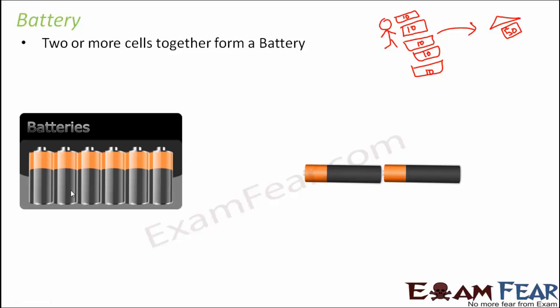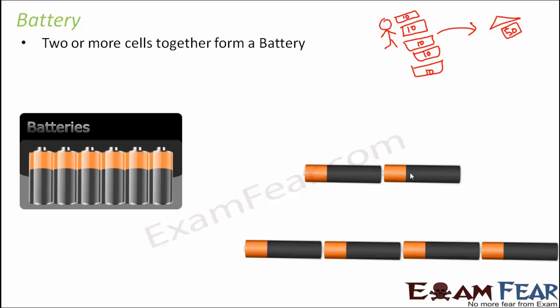So look at this. Here we have two cells which are connected back to back to form a battery. Now a battery can be a combination of two cells. A battery can also be a combination of 4 cells. It can be more than 4 cells. We connect the cells to form a battery such that the positive terminal of one cell is connected to the negative terminal of the second cell, and so on.